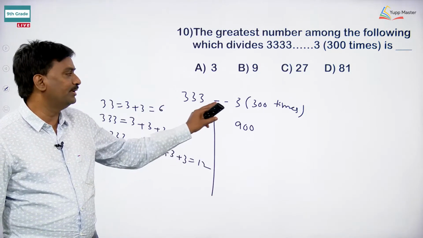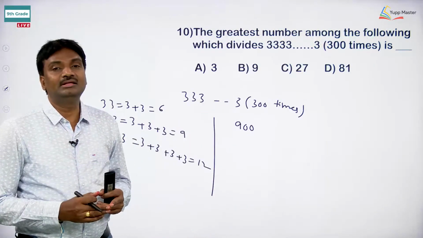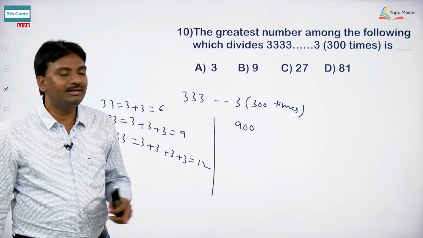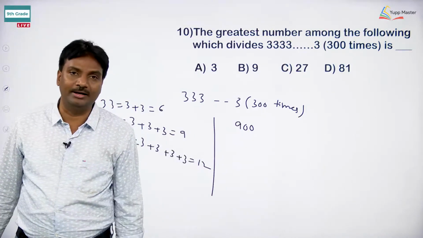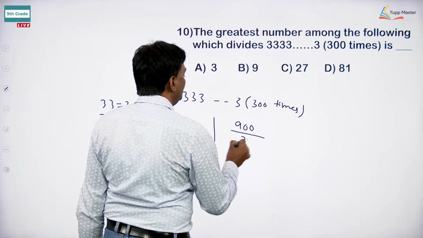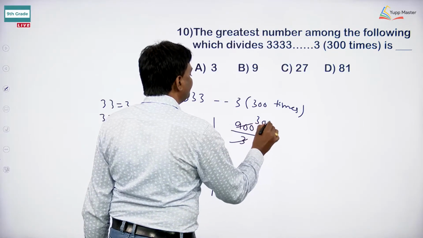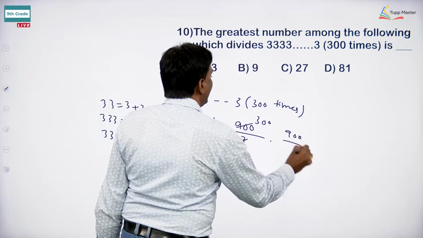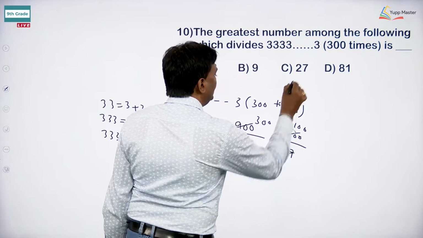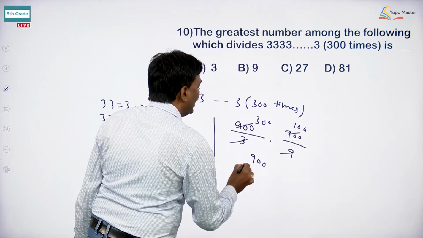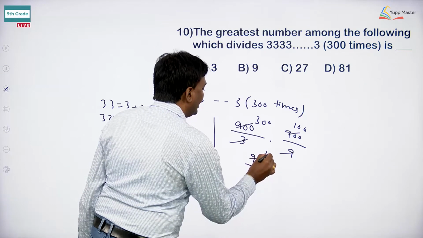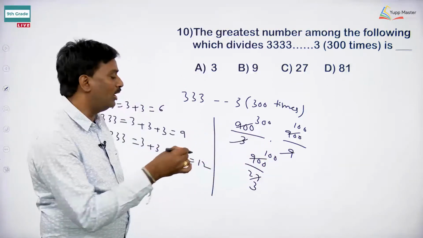So 3 plus 3 plus 3 plus so on plus 3, 300 times. By adding all those 300 digits, we got 900. So clearly we can say this 900 is divisible by 3, 300 times. Similarly, this 900 is divisible by 9 also, 100 times. If we take 27, 900 by 27, nine 3's are 27, that gives 100 by 3, but 100 is not divisible by 3.